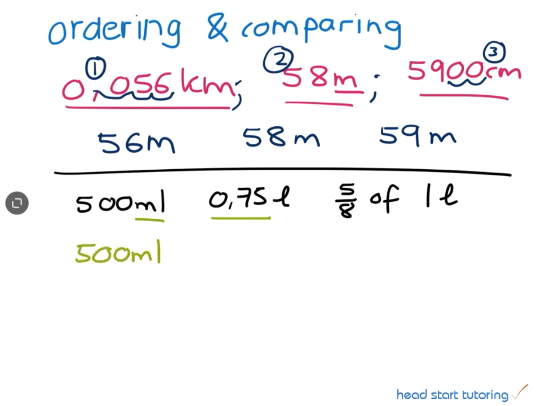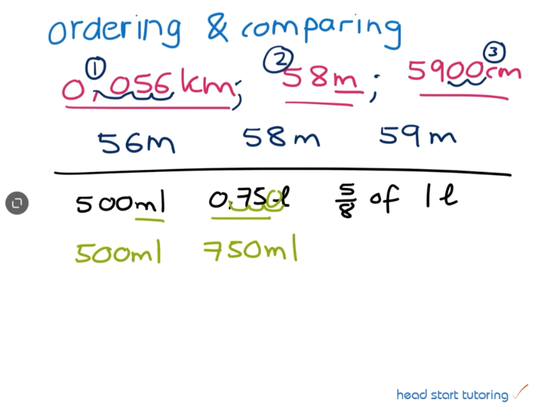And let's order these in descending order. So descending order, if we descend the mountain, we go from the top of the mountain to the bottom of the mountain. So we've got our 500 mils. 0.75 liters is equal to 750 milliliters, because we multiply our liters by 1,000 to get our milliliters.